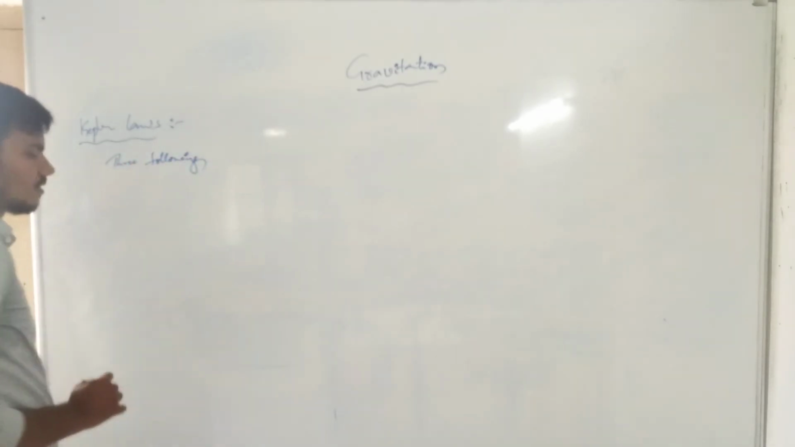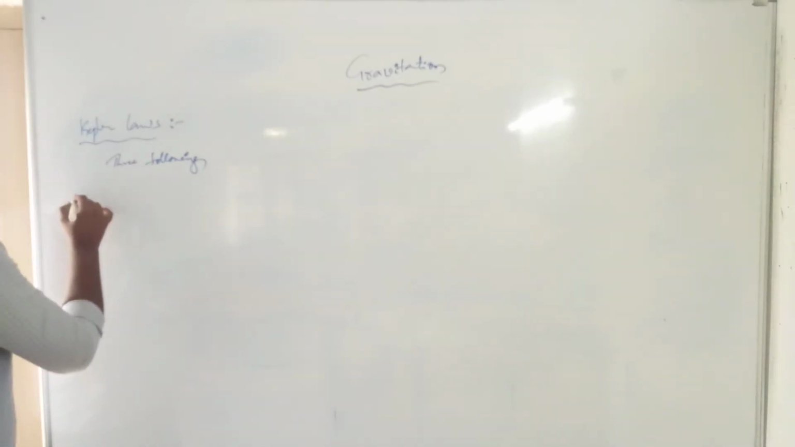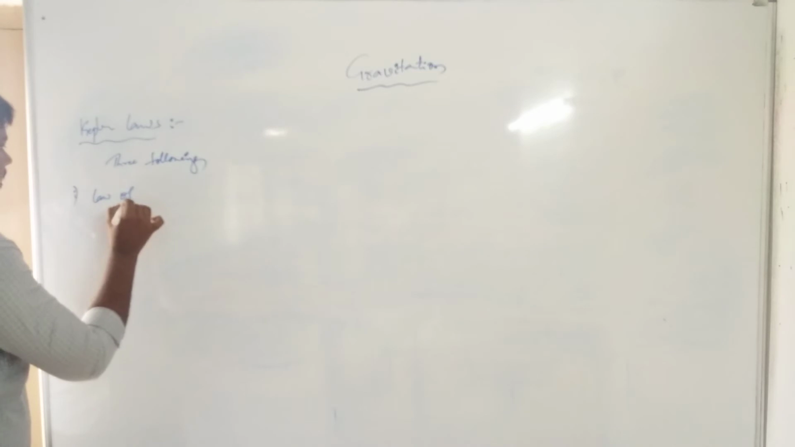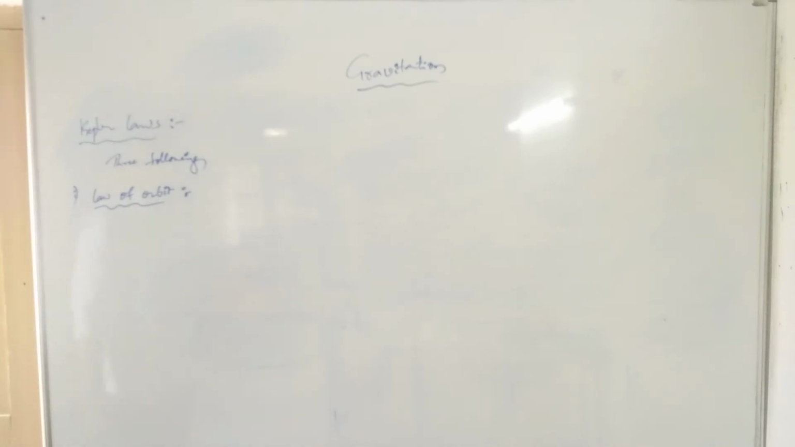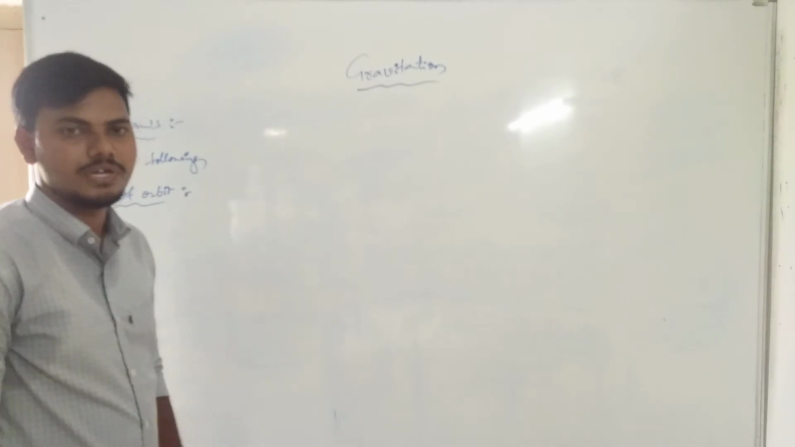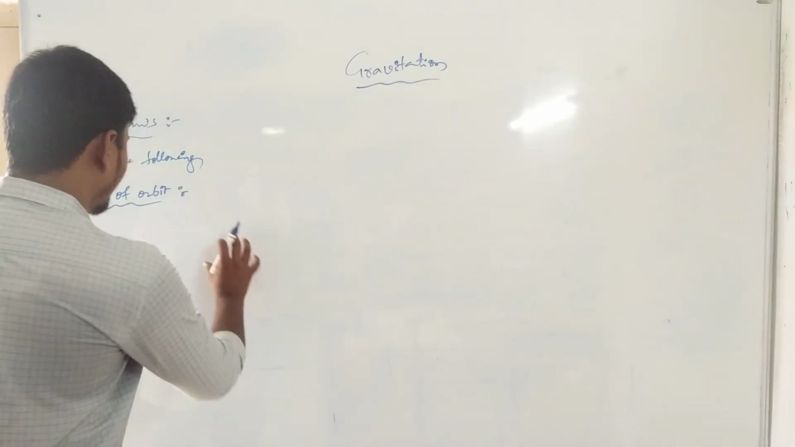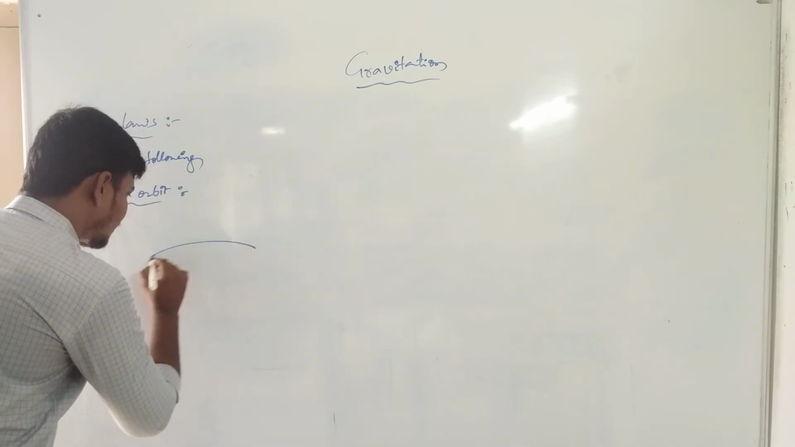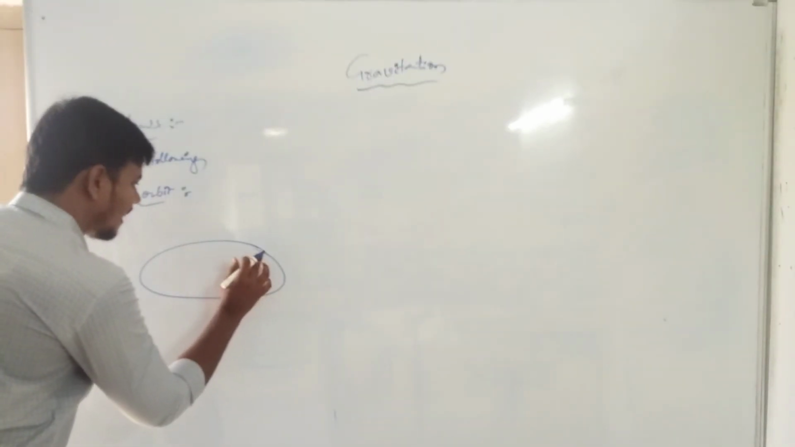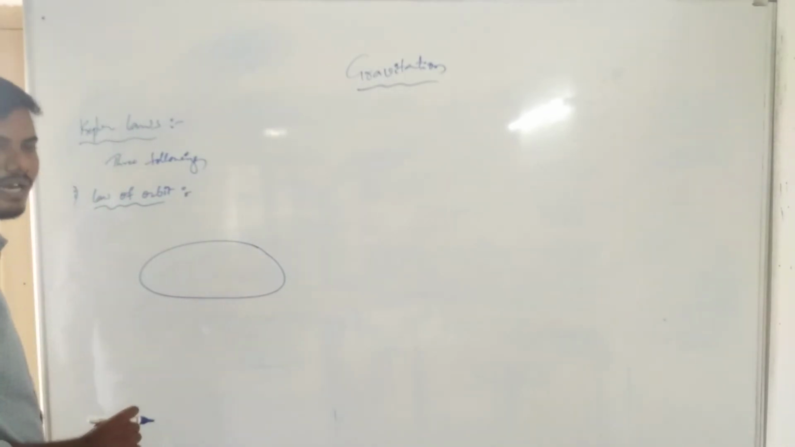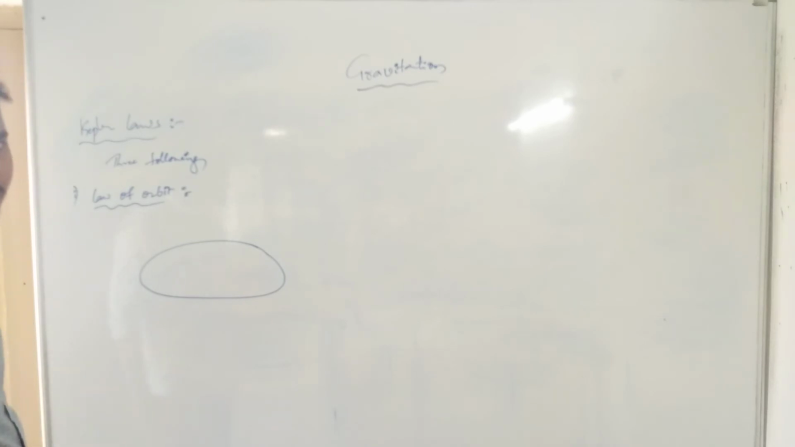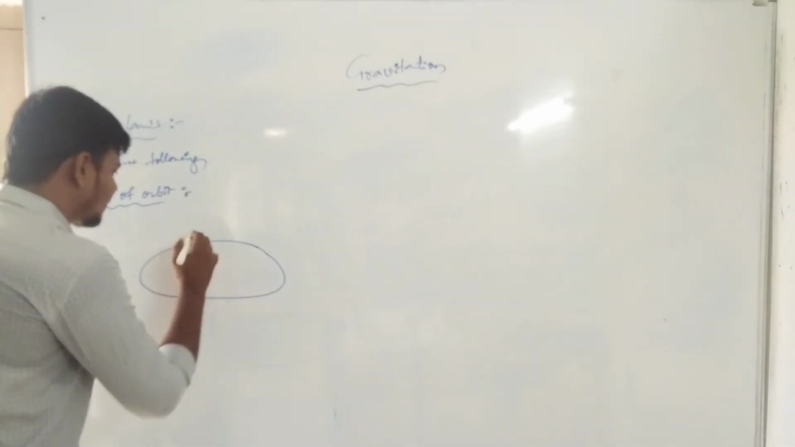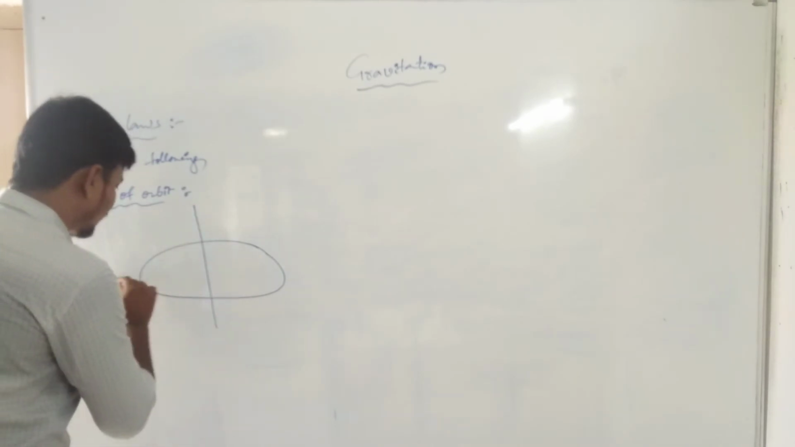Okay, the first one, the law of orbit. Before going to the statement, we are introducing some labeled parts. All planets revolve in elliptical motion with the sun situated at one of the foci.